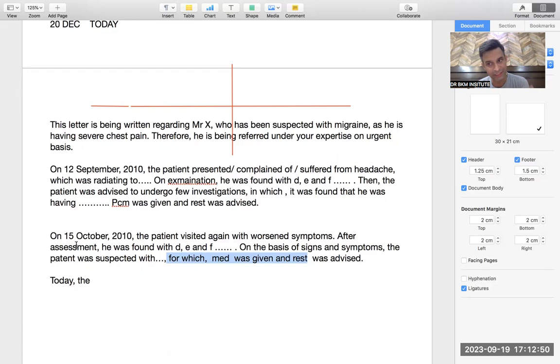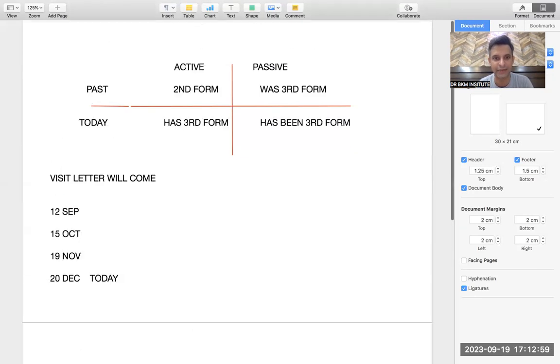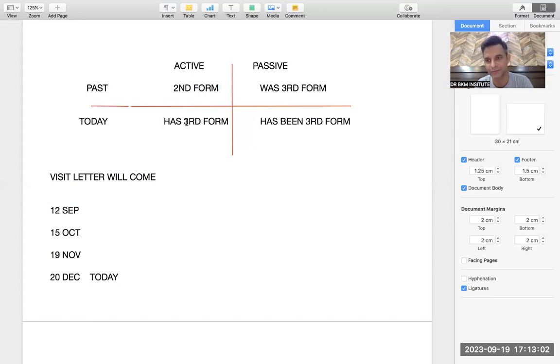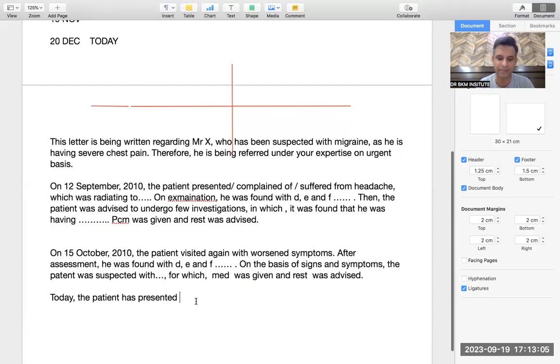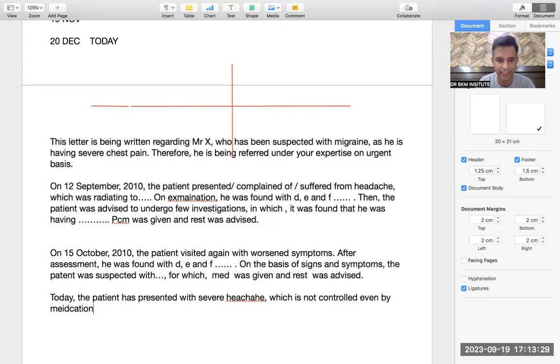So in the second visit, if it is a past visit, so when today's visit will come, we will say today the patient has presented. Now the grammar is changing and the active voice is going from second form to has plus third form. Everything is same. Today the patient has presented with severe headache, which is not controlled, even by medication. Don't worry about data. The earlier headache was controlled by medication, but now the patient is having headache which is not even controlled by medications.